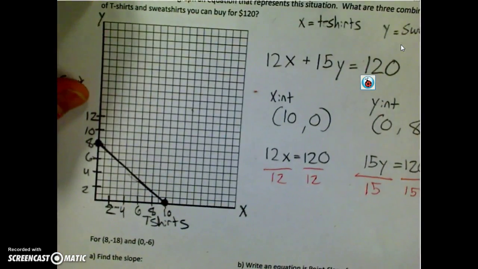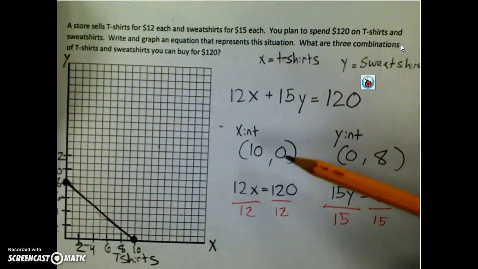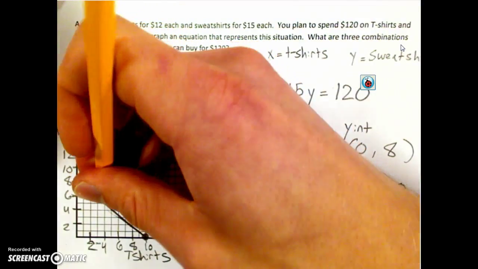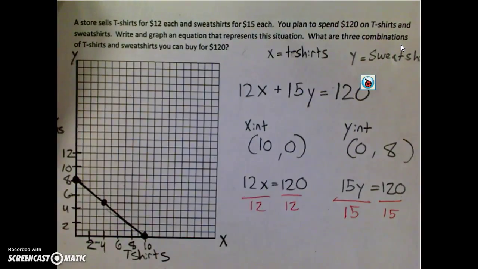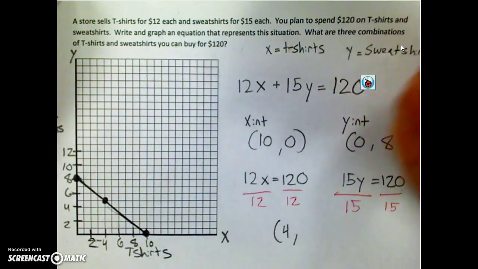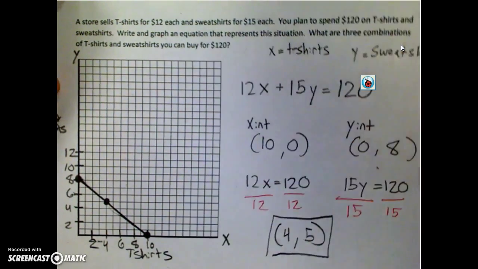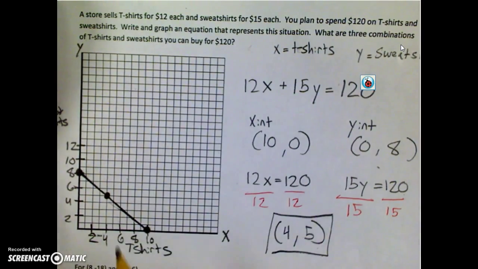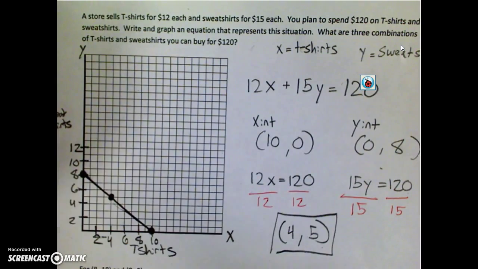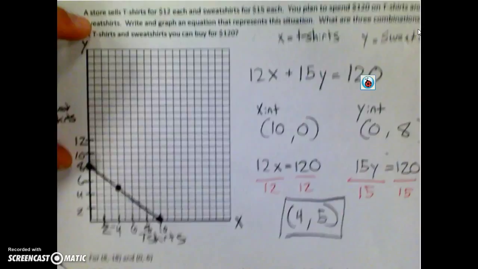All right, and it's asking us for three different combinations of t-shirts and sweatshirts we can buy. We've already found two of them, and then one additional point we can see would be right here. Which looks like, if I sell, this third additional point would be I sell 4 t-shirts and I sell 5 sweatshirts. That would be another coordinate point that we found by graphing. It's an exact crossover process. All right, and so that's that first problem. We'll go ahead and keep moving through the rest of this.